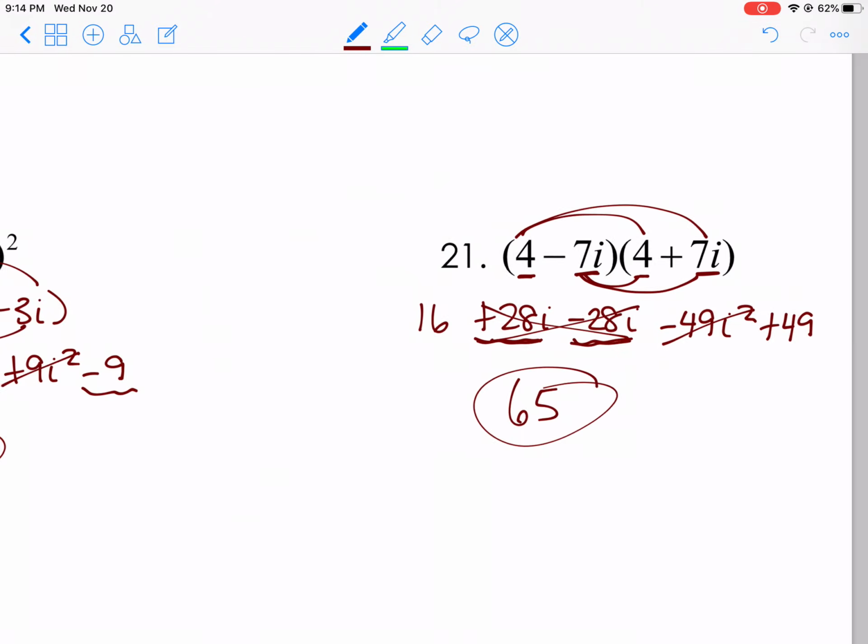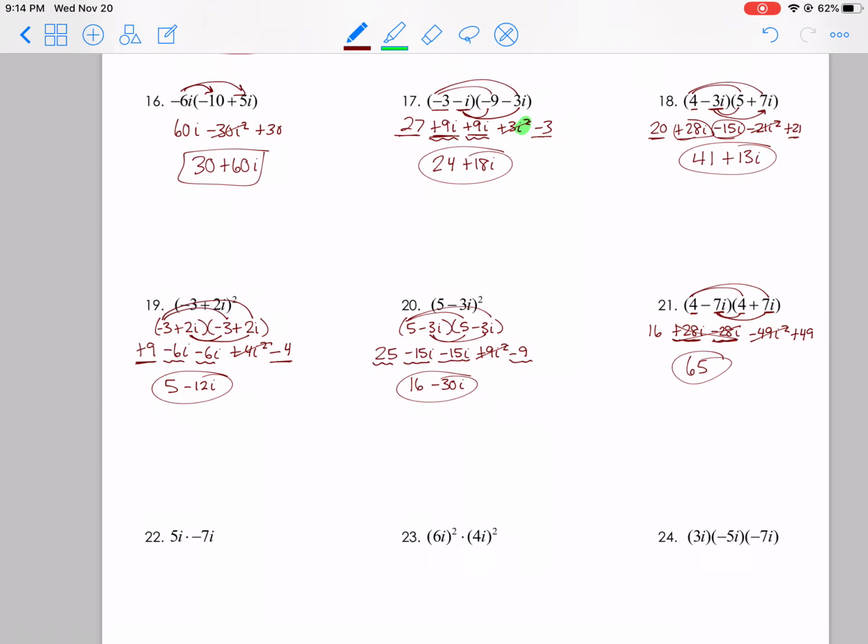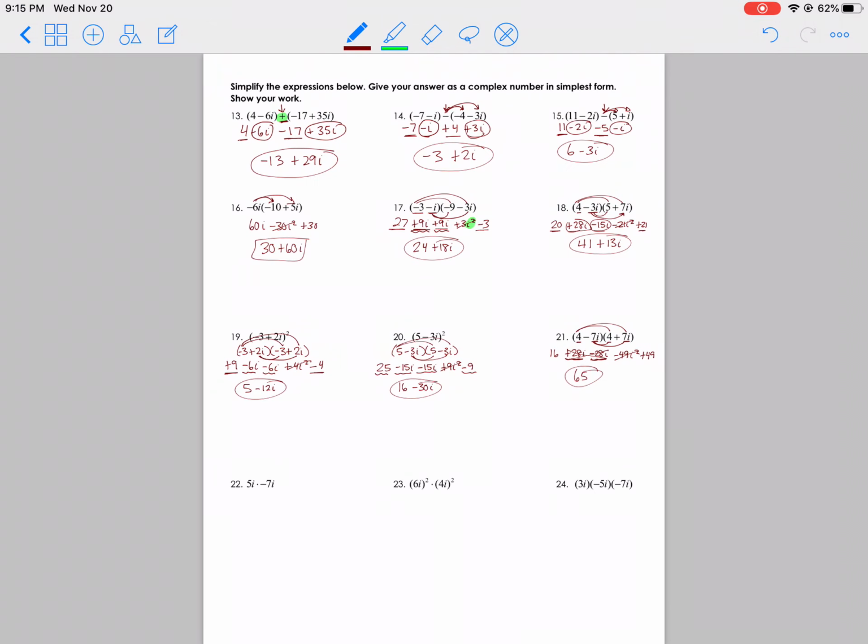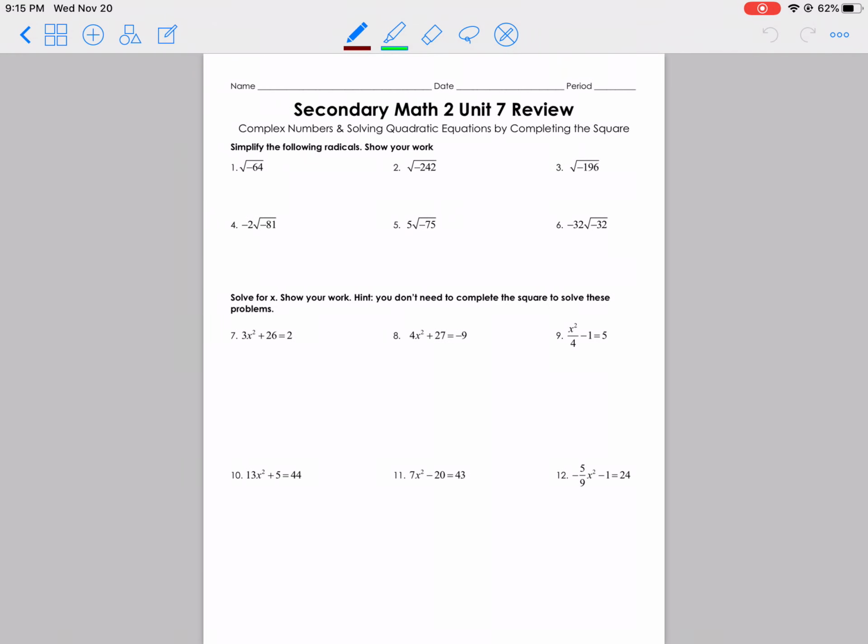Okay, here we are with video number 5. Let's see, where do we want to go next? Maybe I'll jump to the first page and then we'll come back and hit that last one in a second. So let's start with problem 7.